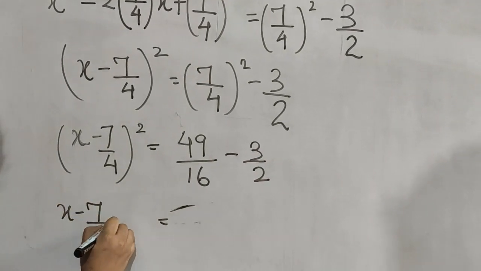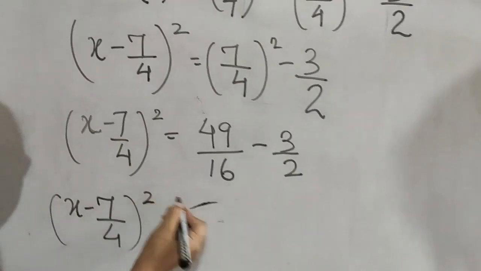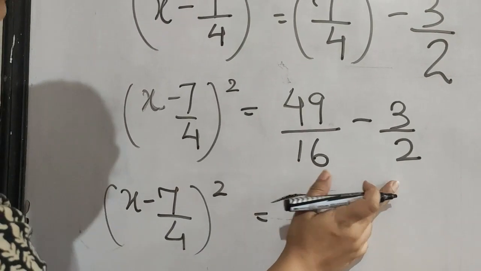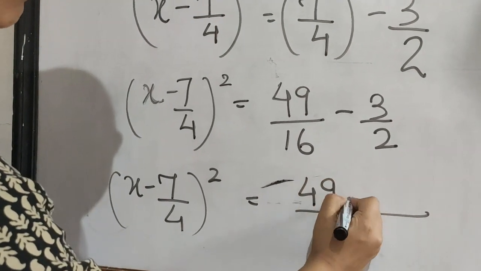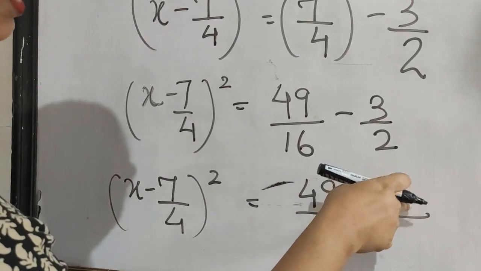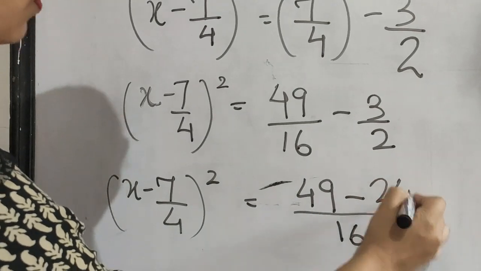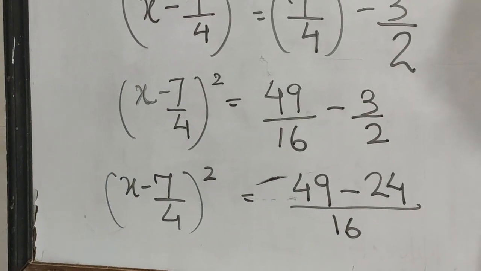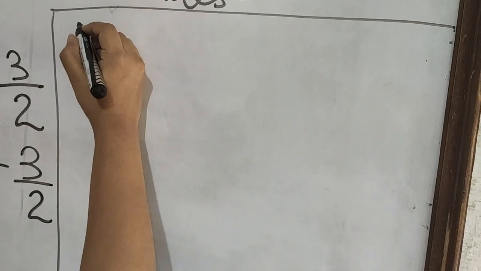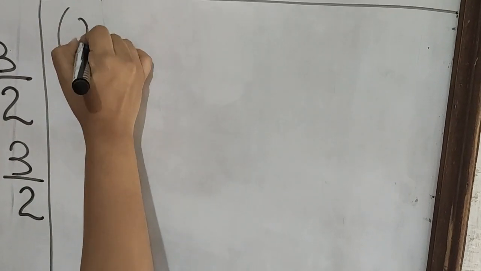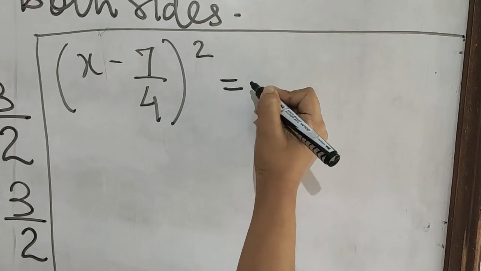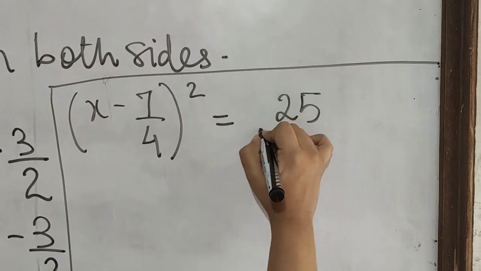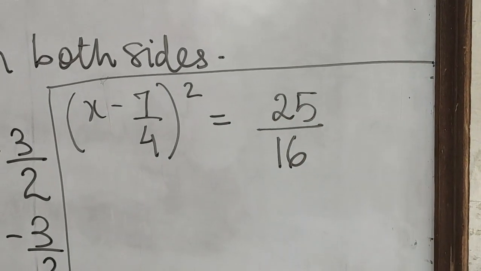(x minus 7 by 4) whole square. Now we have to take the LCM. LCM of 16 and 2 will be 16 only. This will be 49 minus 2 8s are 16, 8 3s are 24. So this will be (x minus 7 by 4) whole square, which is equal to 49 minus 24, which will give you 25 upon 16.